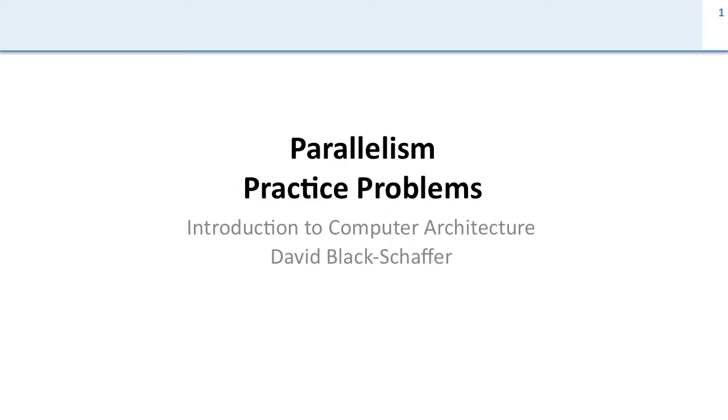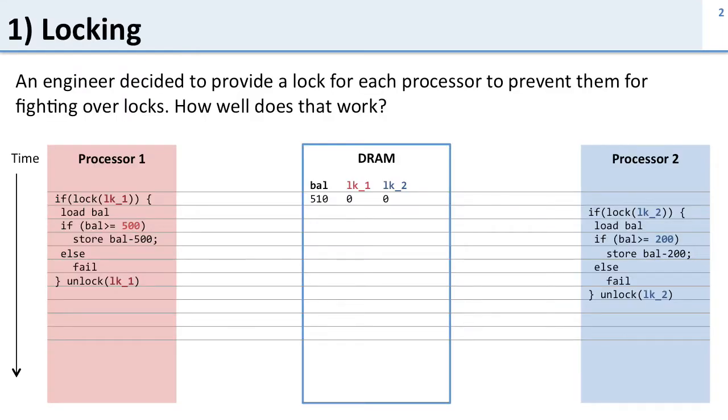Now let's go through the parallel practice problems. So the first question here was about locking. An engineer decided to provide a lock for each process to prevent them from fighting over locks. Remember, we saw earlier that when you're fighting over a lock, one of the processes just has to sit there waiting.